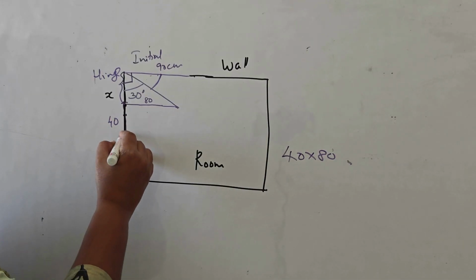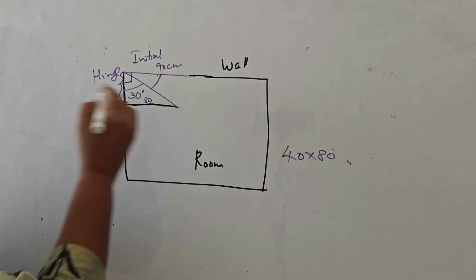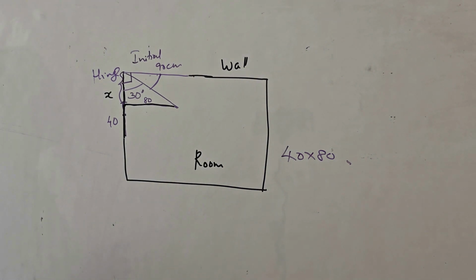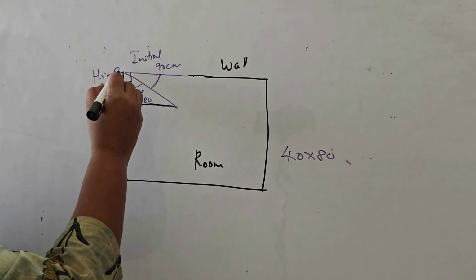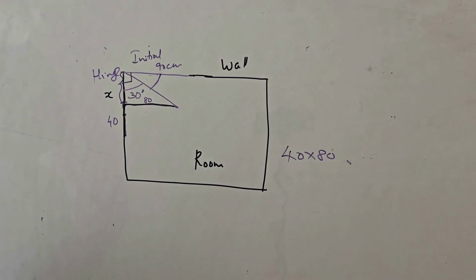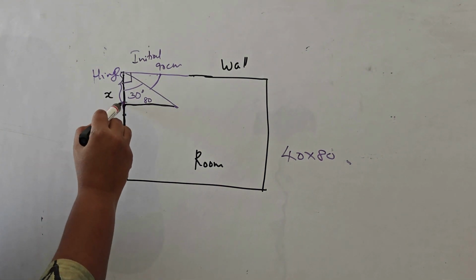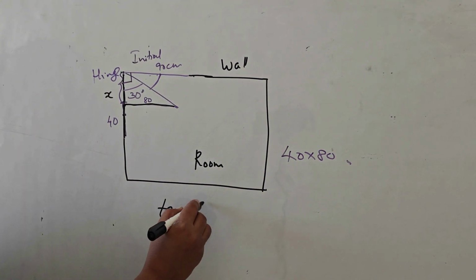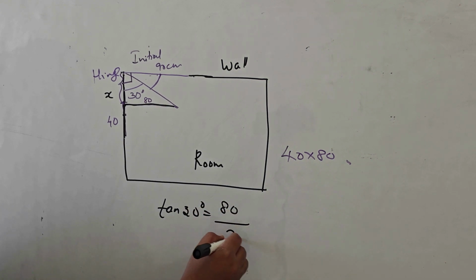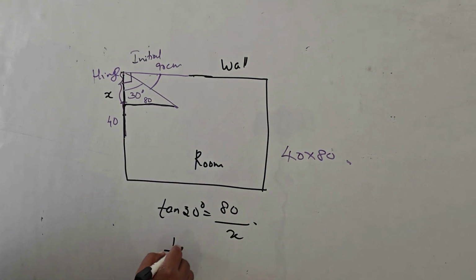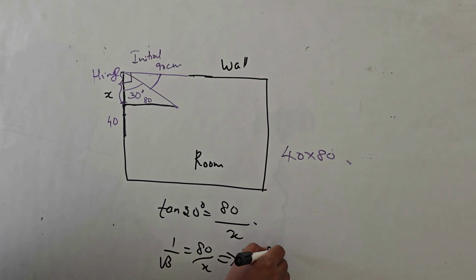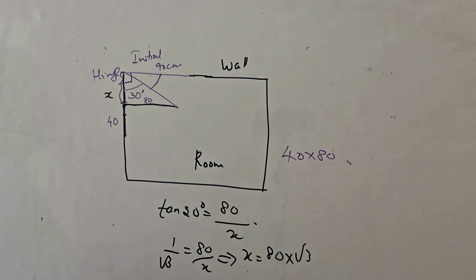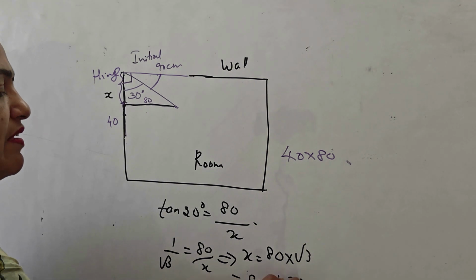I am keeping the 40 centimeter along the wall and the 80 centimeter in this way so that there is an obstruction to the door. Now the distance from the hinge to the table is x. We need to find that value. This angle is a 30, so I have a 90 degree triangle over here. I can write tan 30 is opposite side by adjacent side, or 1 by root 3 is 80 by x, or I can say x is equal to 80 into root 3. The value of root 3 is given to you as 1.73, which is 80 into 1.73.